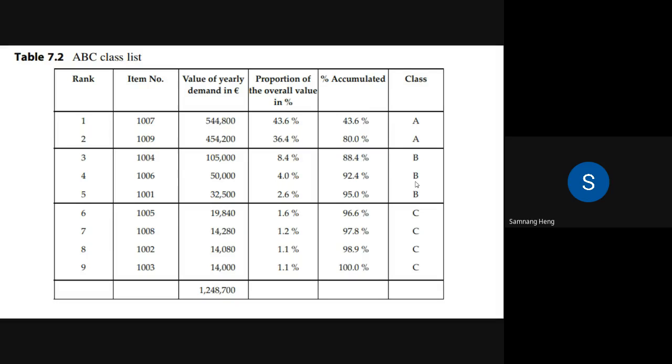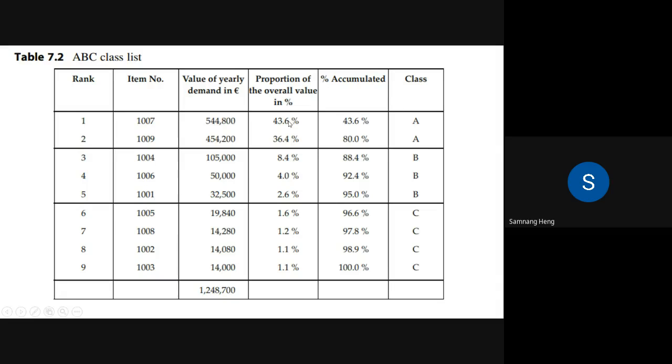We could go to an Excel spreadsheet and work on it together, so I can show you how to do this. After we rank the items from number 1 to number 9, we have the item number and the value, and then you find the proportion. For the proportion, you just take the value of this item and divide it by the total value.